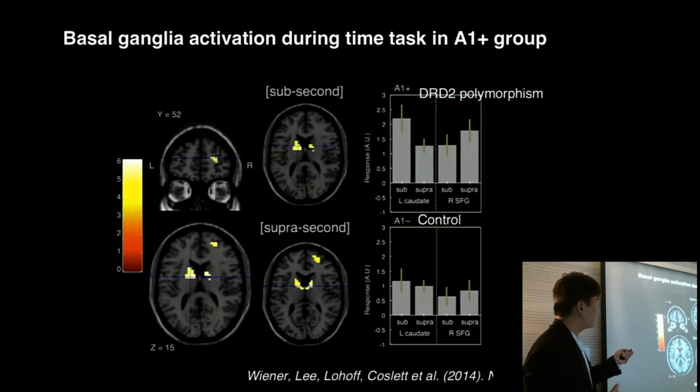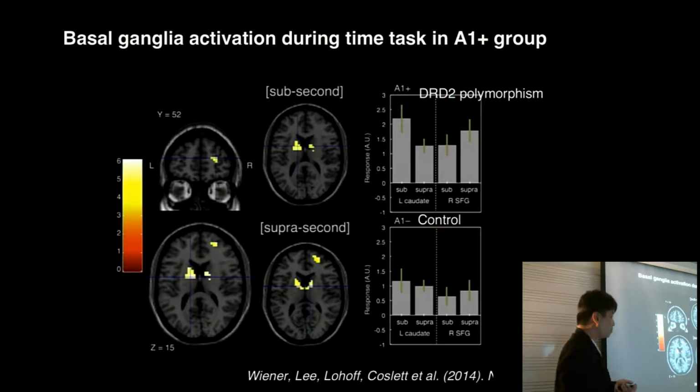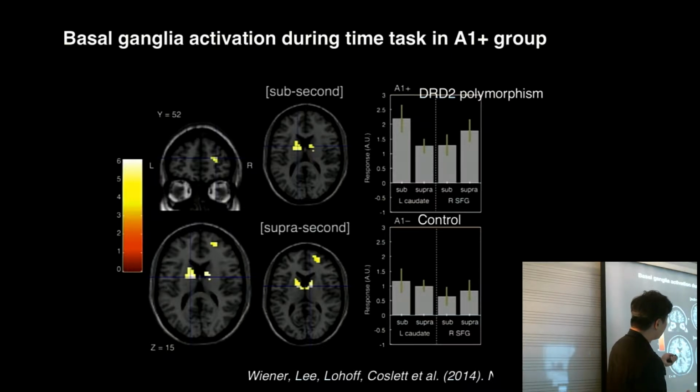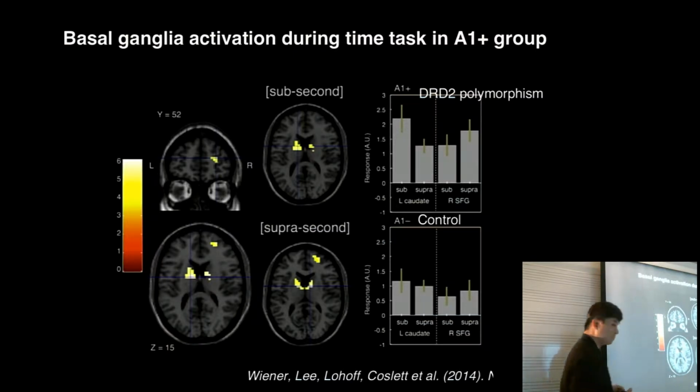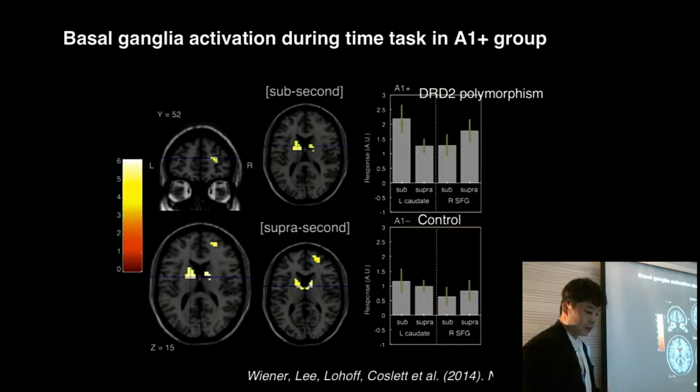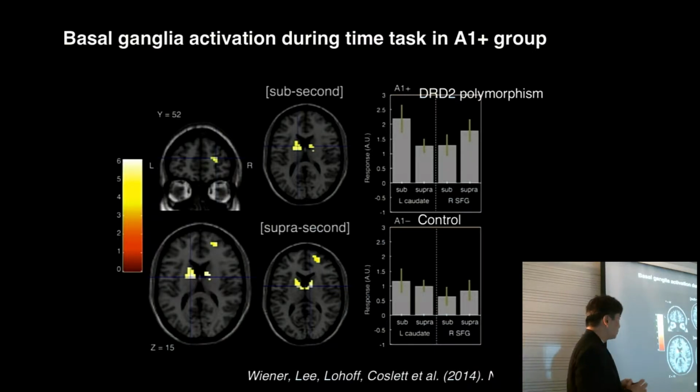Here the sub-second task is harder than super-second temporal judgment, and you can see that there are significant differences. Whereas in the control group, who don't have any DRD2 polymorphism, they don't show such differences. So something's happening in the basal ganglia in the DRD2 polymorphism group.